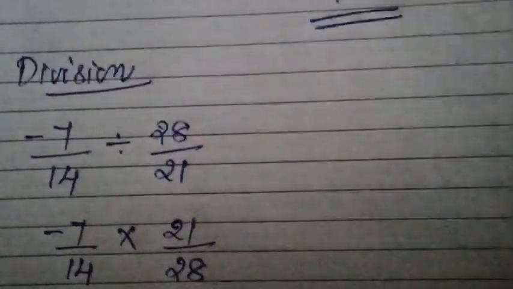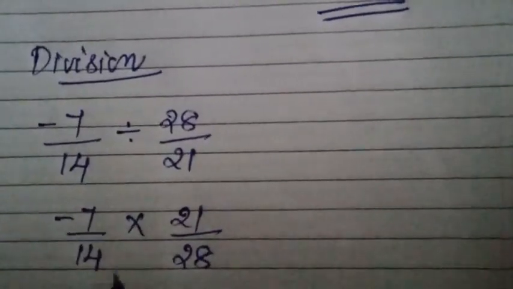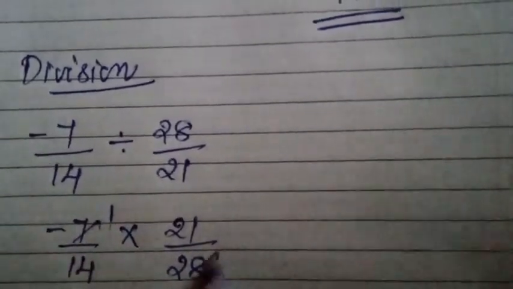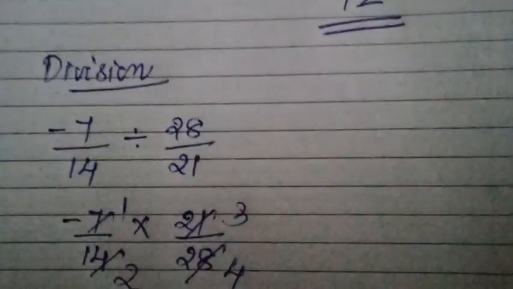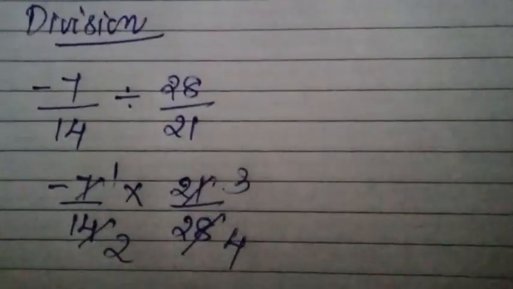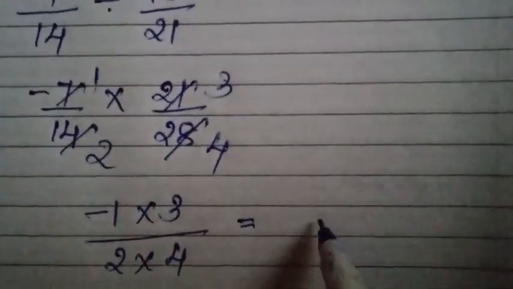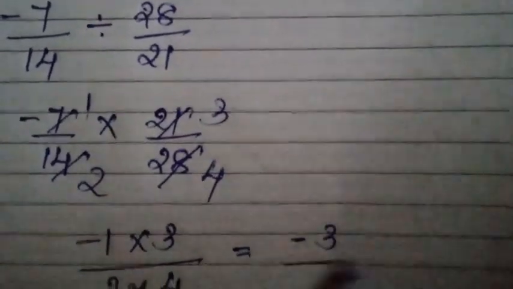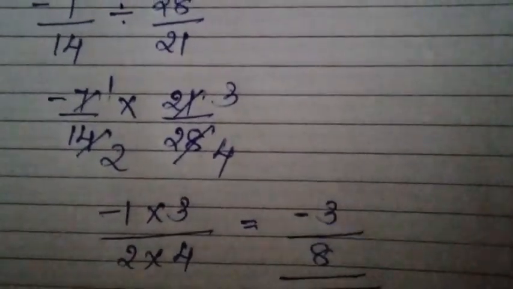Is it? So shall we cut it with minus 7: 7 1s are 7, 7 4s are 28. Here also 7 2s are 14, 7 3s are 21. So minus 1 into 3 is left over in the numerator, 2 into 4 in the denominator. So we will multiply minus 1 into 3, we will get minus 3, and 2 4s are 8. Understood?